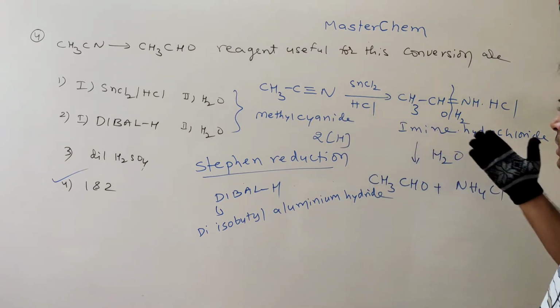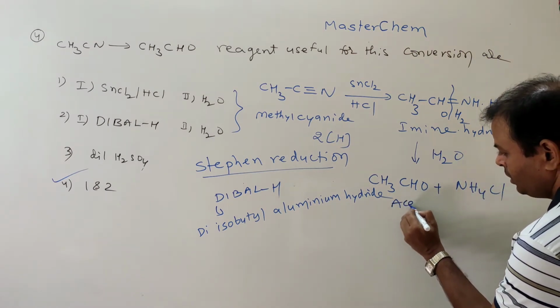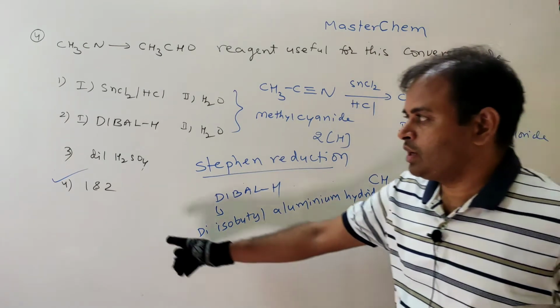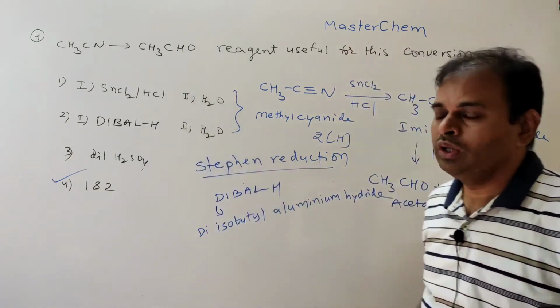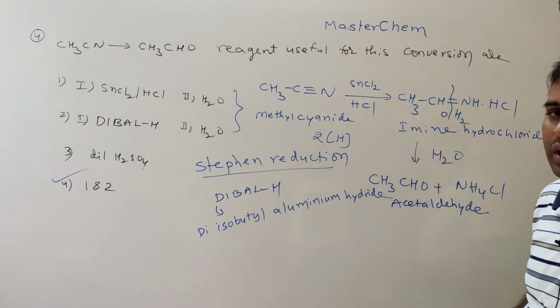Cyanide, first imine hydrochloride, and then aldehyde, acetaldehyde. That's why option 4 is the correct answer. Options 1 and 2 both can give the conversion of methyl cyanide to aldehyde.